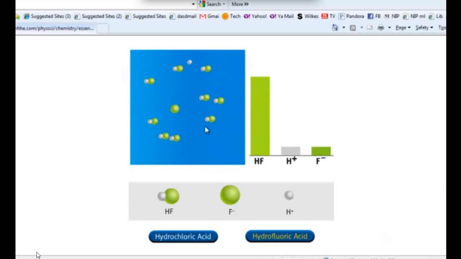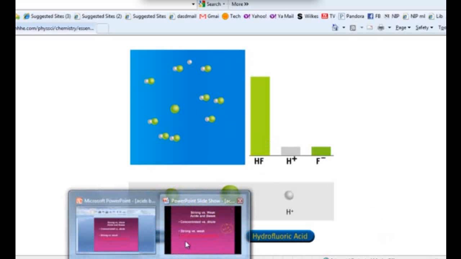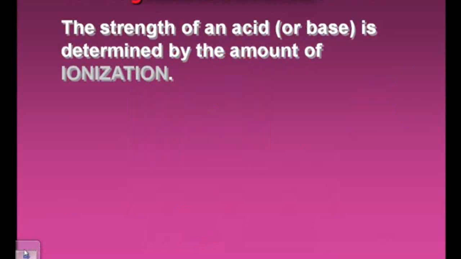Okay, so here we have a weak acid, which means that the hydrofluoric acid does not ionize very much. Most of it remains HF, and it doesn't break apart into H+ and F-, as opposed to the hydrochloric acid, where it completely came apart, almost 100% ionization. So that's the difference between strong and weak. Let's go back to the notes on that.